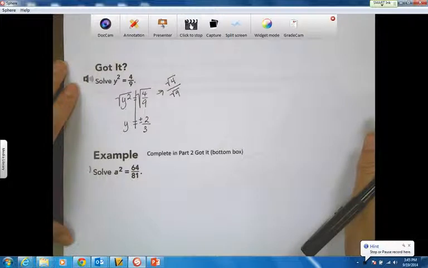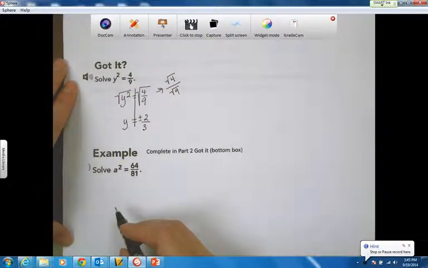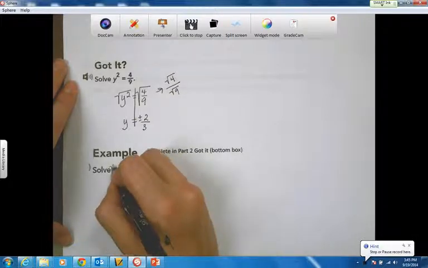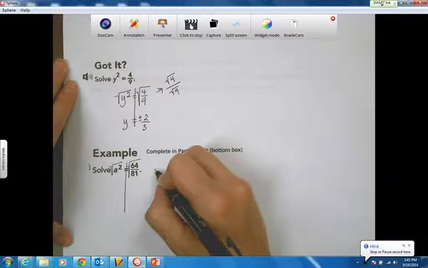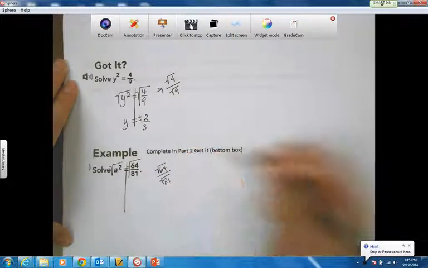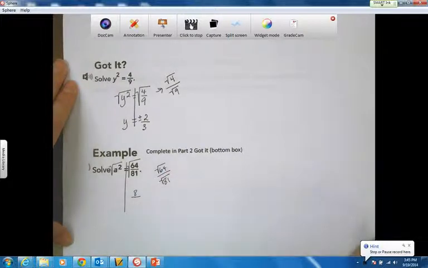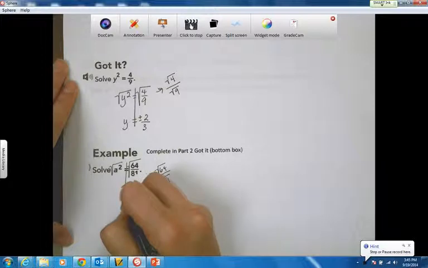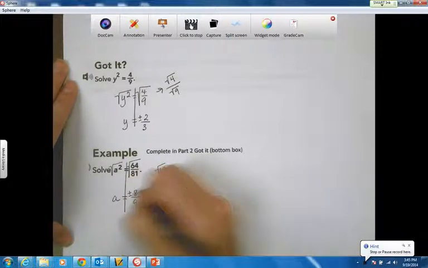All right, so picking up where we left off. So again, I'm going to take this one, I'm going to square root both sides. I'm going to remember that this means the square root of 64 over the square root of 81. So the square root of 64 is 8. The square root of 81 is 9 equals A. And I'm going to go ahead and put the positive and negative because it can be both of them.